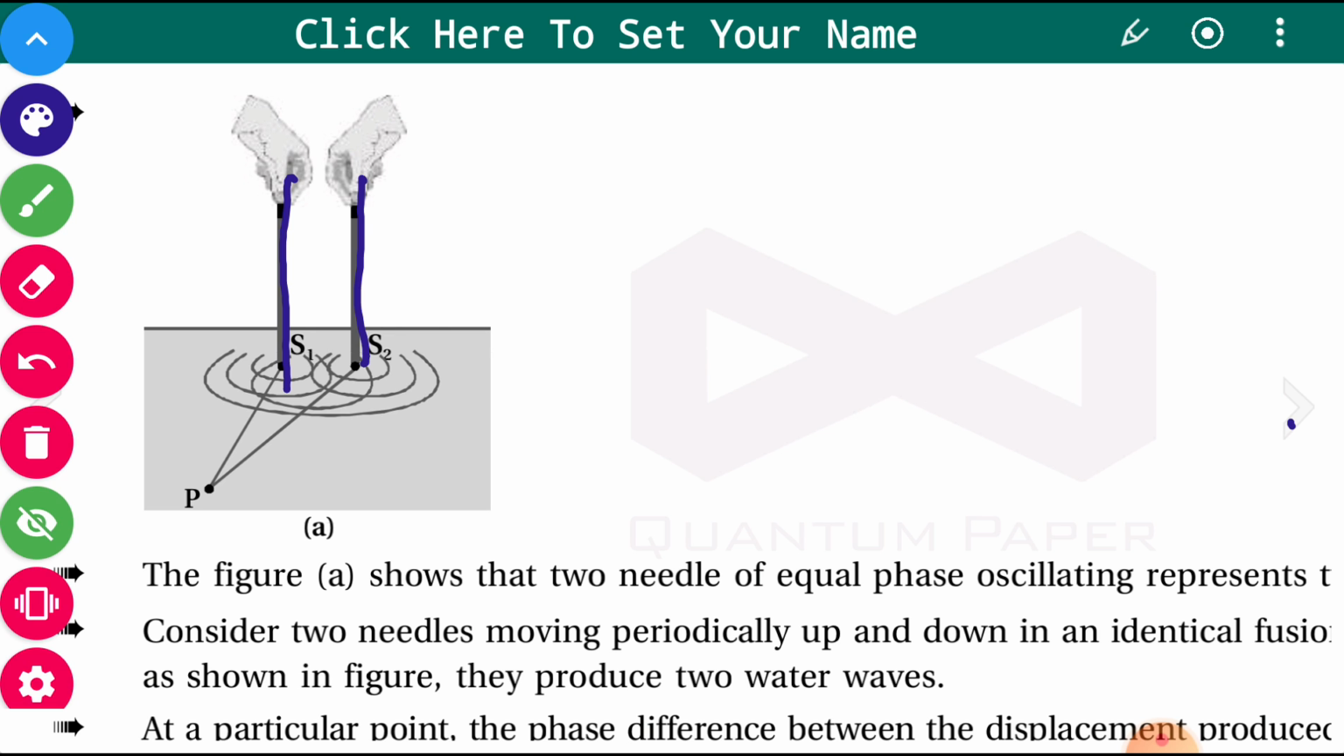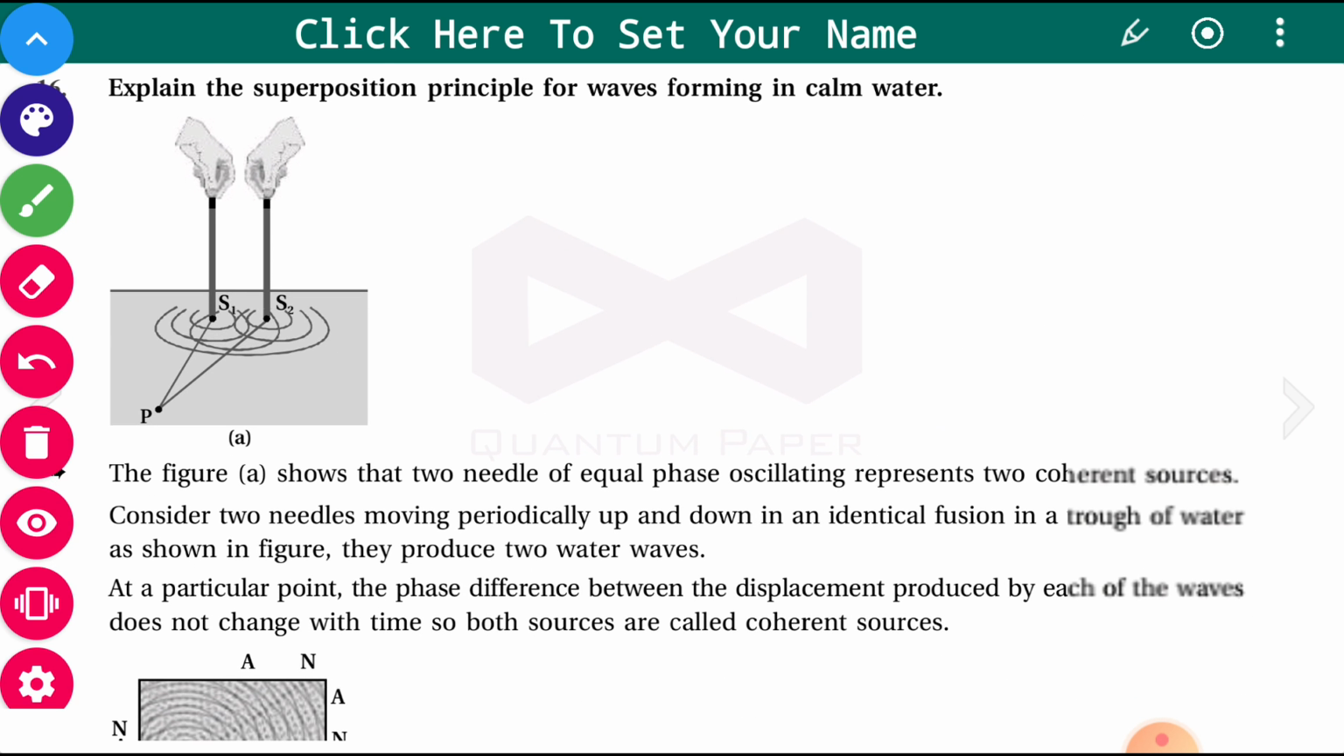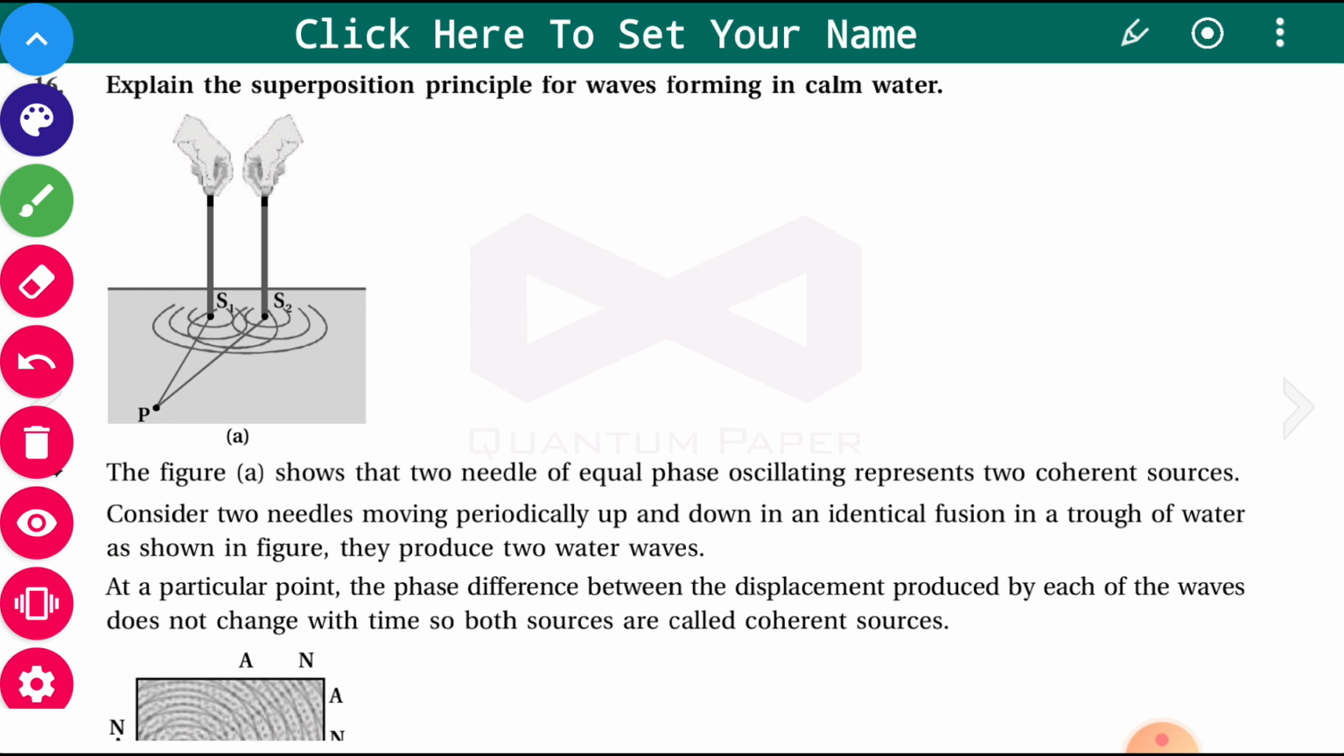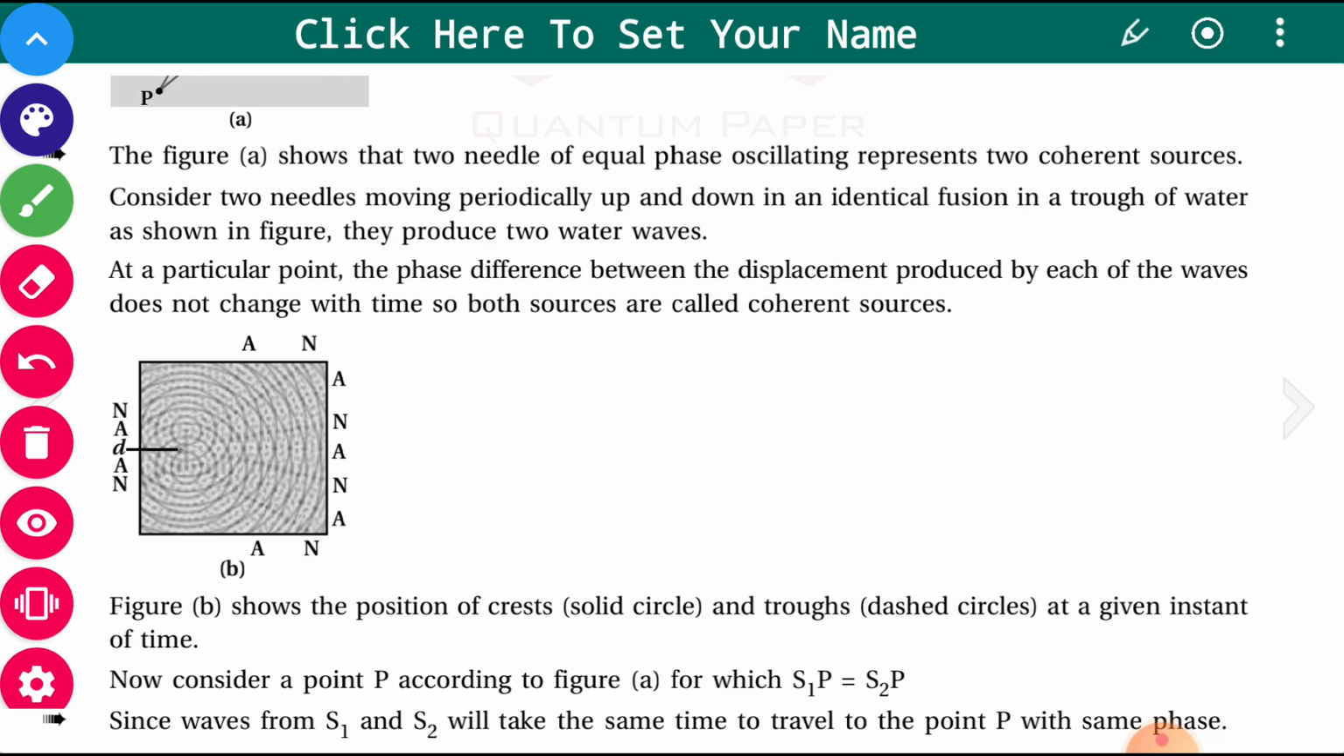Now what will happen? Whenever both the needles fall in the water simultaneously, both will be inserted in the water simultaneously, then both will produce the disturbance in the water simultaneously and the waves will be generated. Now we consider two needles moving perpendicularly up and down in the identical fashion. At a particular point, the phase difference between the displacement produced by each of these waves does not change because they are the coherent sources.